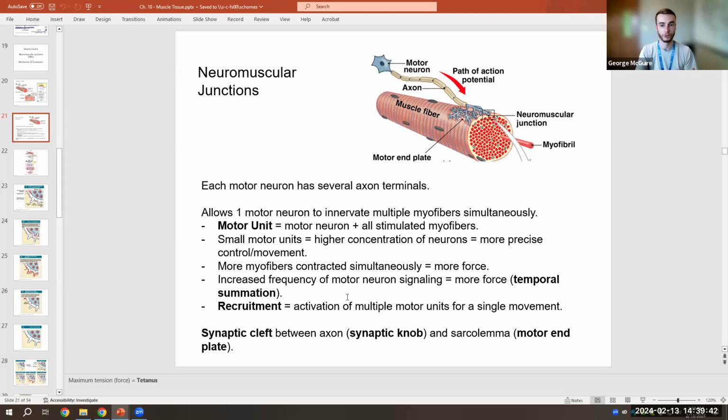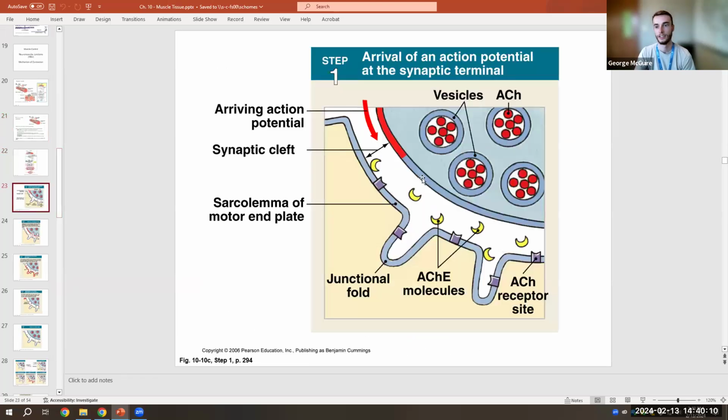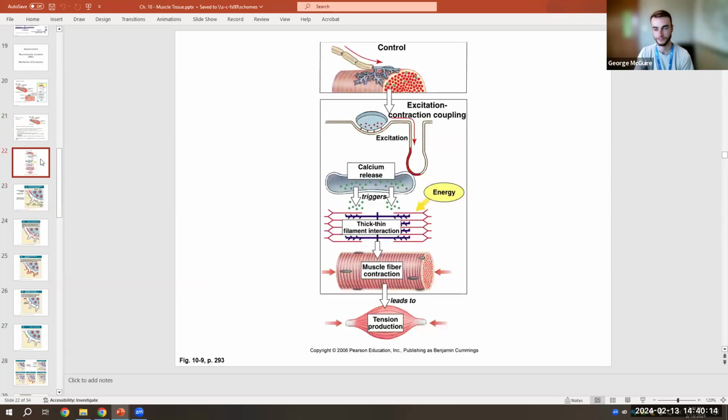Muscle cells can also recruit other motor units from that one stimulation. Right? So that's referred to as recruitment. And then the synaptic cleft is just the space between the synapses at the ends of our axon and the actual sarcolemma. So there is space in between this neuron and the sarcolemma, the membrane of the actual muscle fiber down here. And in that space is where we get to see some of this more molecular movement.